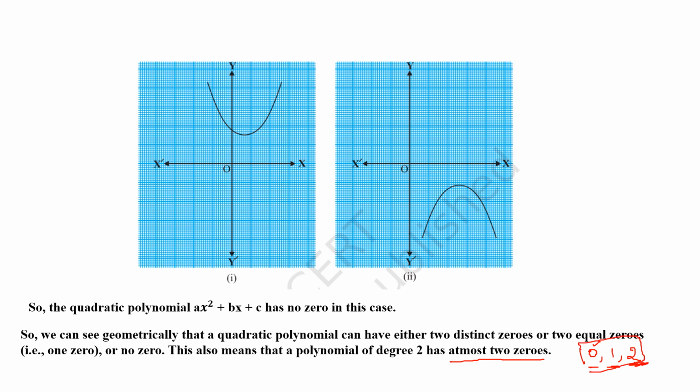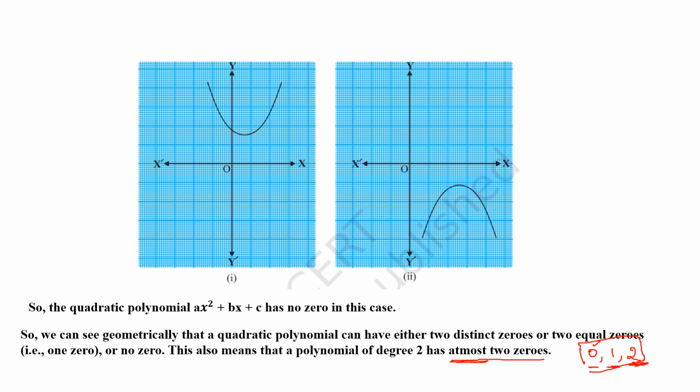At most means either equal to 2 or less than 2, isn't it? And at least 2 means it will be either 2 or more than 2. So don't get confused with the terms. At most means either 2 or less than 2. Less than 2 means 2, 1, 0. Don't go for negative numbers. It is just 2, 1 and 0. At least means it will be either 2 or more than 2, like 2, 3, 4 and so on. So hope it is clear now.